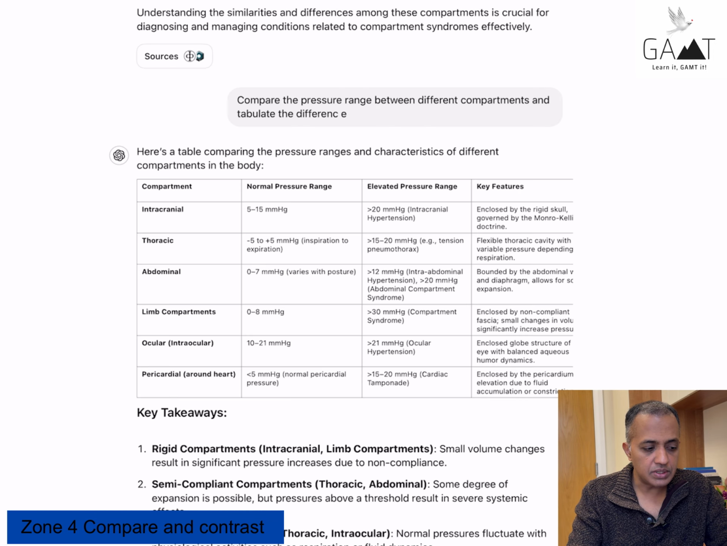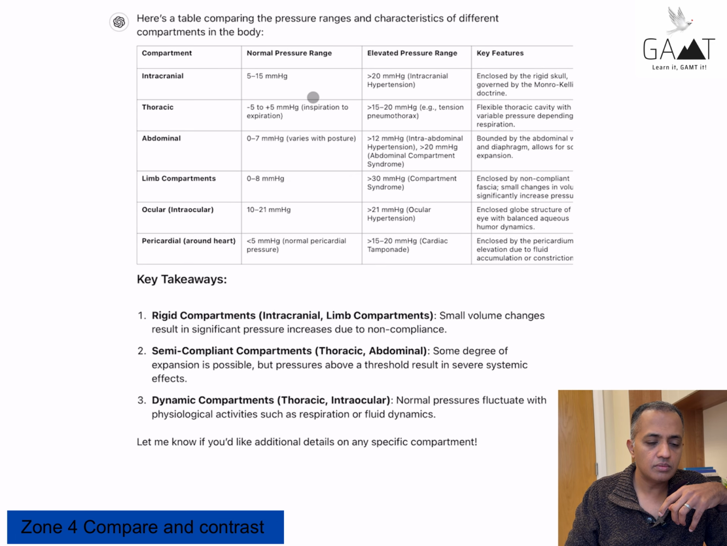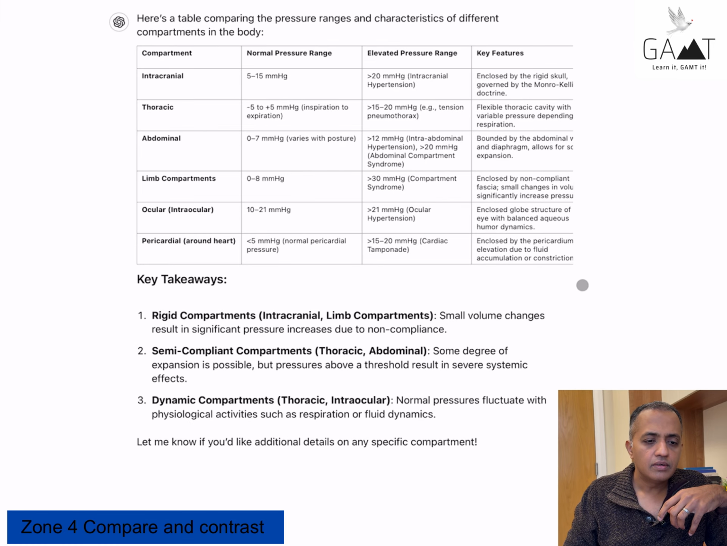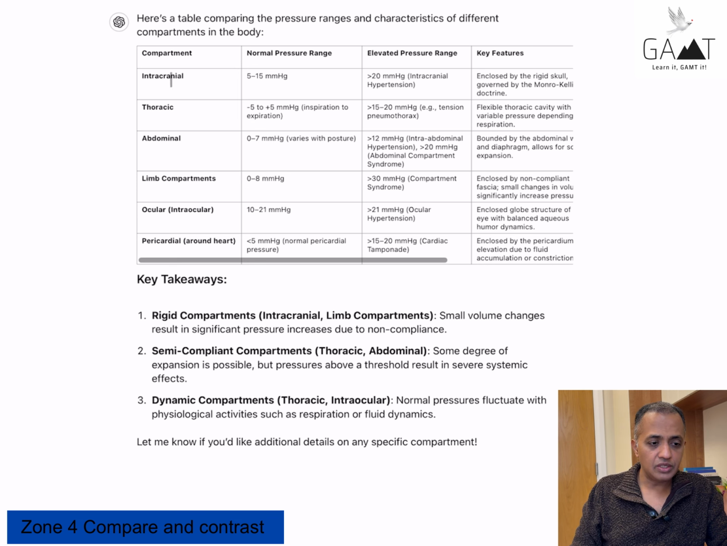So what we've done here is we just asked a simple question, and we got an excellent answer. Let's see what this is. It gives you all the compartments: intracranial, thoracic, abdominal, limb compartment. Normal pressure is 5 to 15 for intracranial. Thoracic is minus 5 to plus 5, slightly different, so understand that. Abdominal is 0 to 7, 0 to 8, ocular is 10 to 21, pericardial is less than 5.